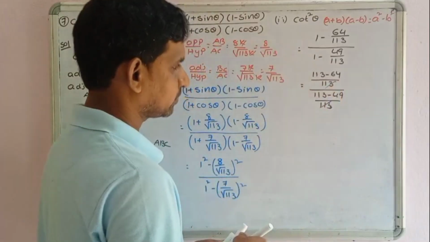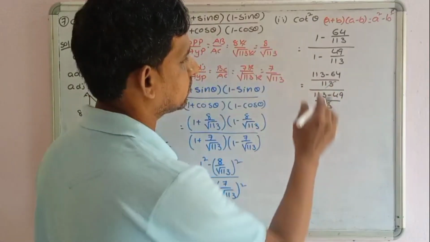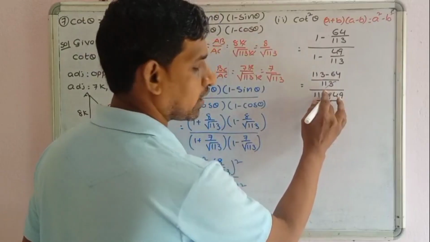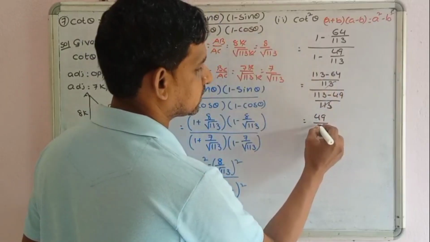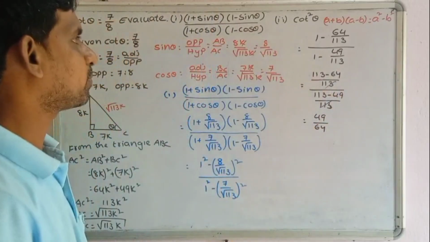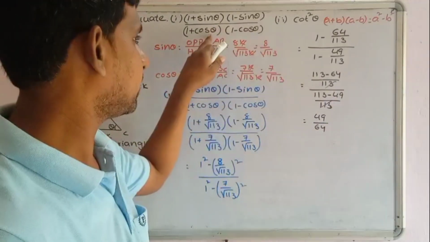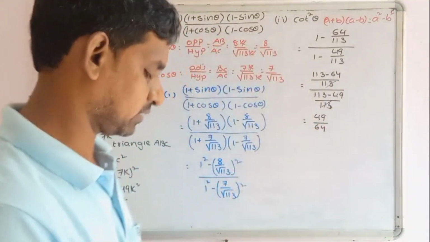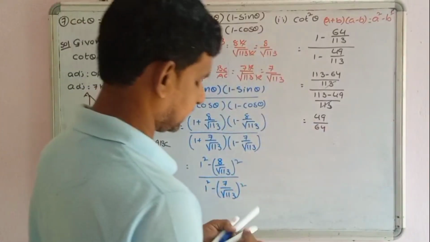Okay, now here 113 gets cancelled. So 113 minus 64 is 49, 49 by 113 minus 49 is 64. So the value of (1 plus sin theta) into (1 minus sin theta) by (1 plus cos theta) into (1 minus cos theta) is 49 by 64. Okay, second problem. What is second?